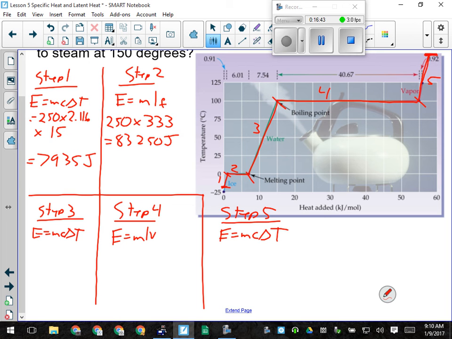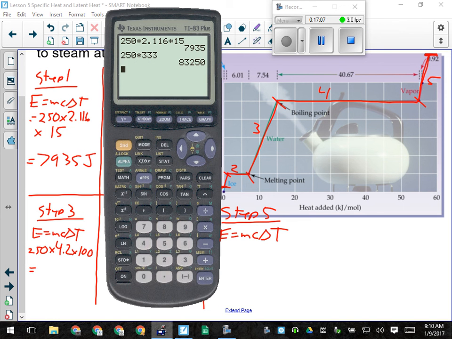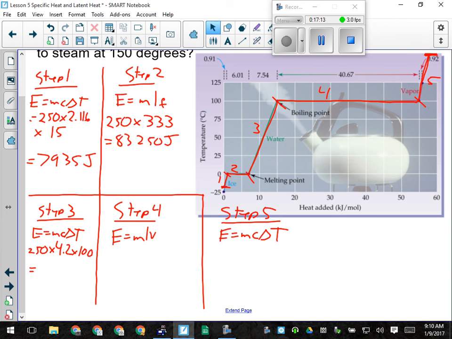All right, step 3. I've got E equals mc delta T. I still have 250 grams, but now it's water, times the specific heat capacity of water, which is 4.2, times the temperature change. How much am I changing the temperature by? 100 degrees. So 105,000 joules.